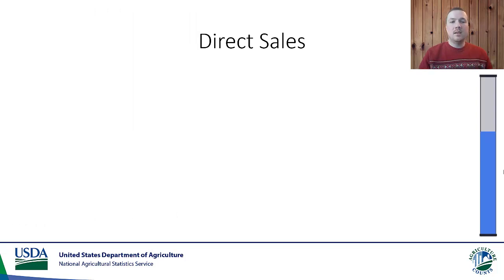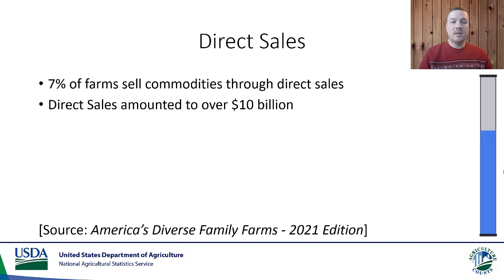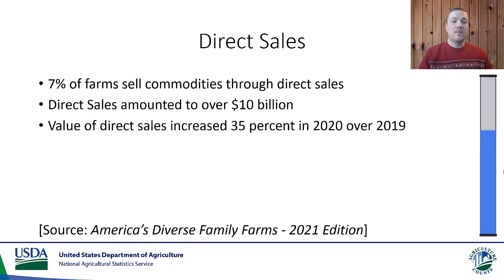In 2020, 7% of farms sold commodities through direct sales, which were valued at nearly $10.7 billion. The value of direct sales increased dramatically in 2020, 35% more than in 2019. The big change was likely affected by supply chain issues from COVID-19. It will be very interesting to see results from this year's survey.